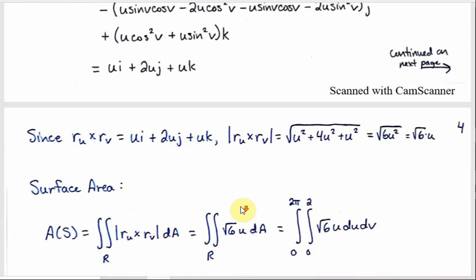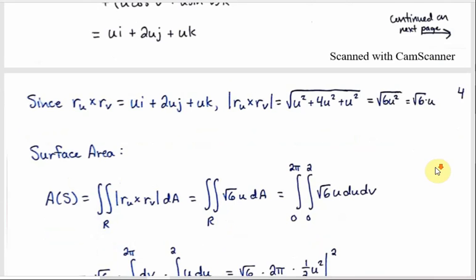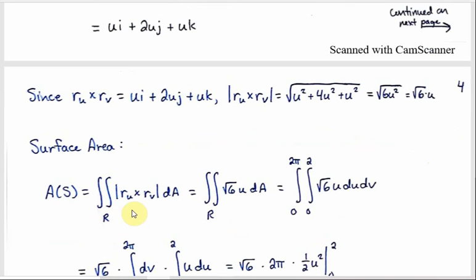It's not. So since that's what the cross product was, its length would just be the square root of u squared plus 2u quantity squared, so 4u squared, and then plus another u squared. So that's the square root of 6u squared, but you could write that as the square root of 6 times u. And so that's how I've got it down here when we're getting the surface area. So there's the length of the cross product of the partial derivatives, right? Square root of 6 times u. And then I put the limits of integration in here.